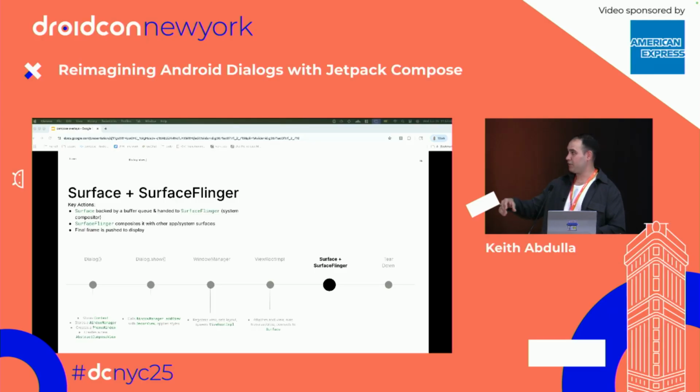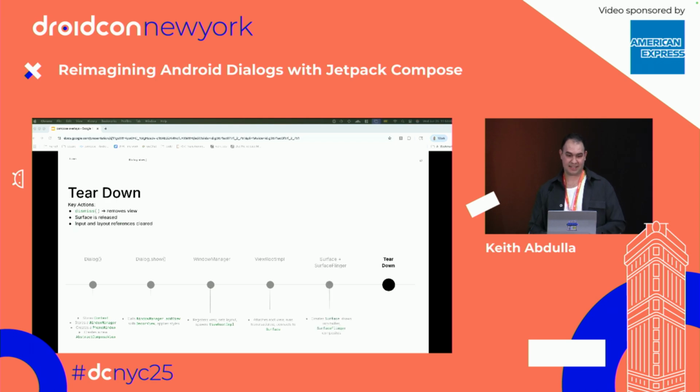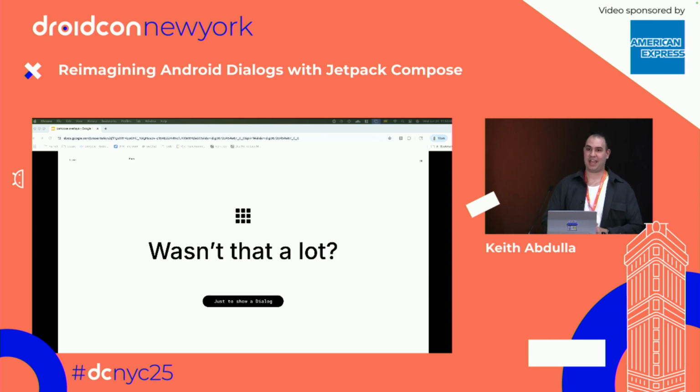And this is going under the hood. So you have a bunch of services that are backed by buffer queues, and then you send all these services to the SurfaceFlinger to actually make the rendering that you see on the screen. And last but not least, the most important part is tearing down your dialogue. If you don't do that, of course, there's going to be some memory leaks. And this was where the surface is released, and that was a lot just to show a simple window.